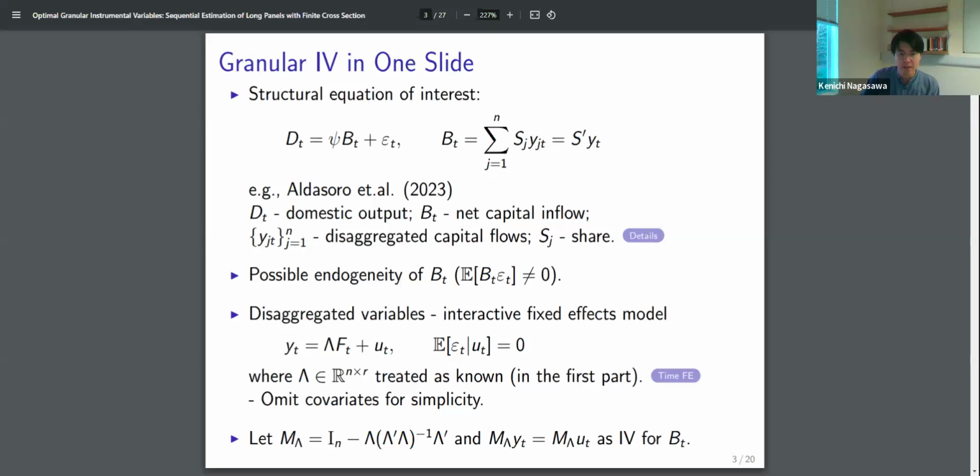And here, in the disaggregated capital flows, we can include covariates, and also in the main equation. But here I'm omitting the covariates for simplicity, but you can add that in the actual application. So that's the overview of the granular IV. And this has been proposed in the literature. So what we are going to do is to build on this idea and further refine the econometric theory of granular IV.